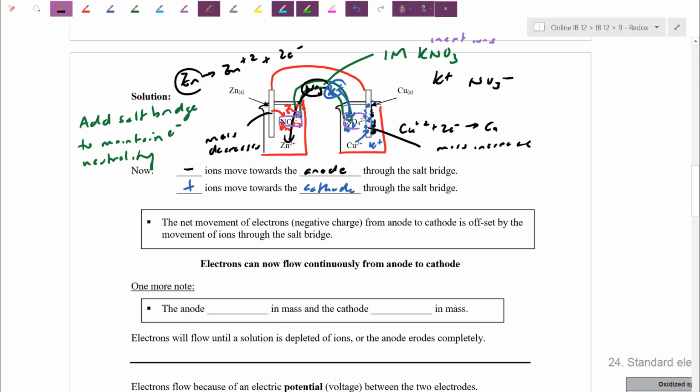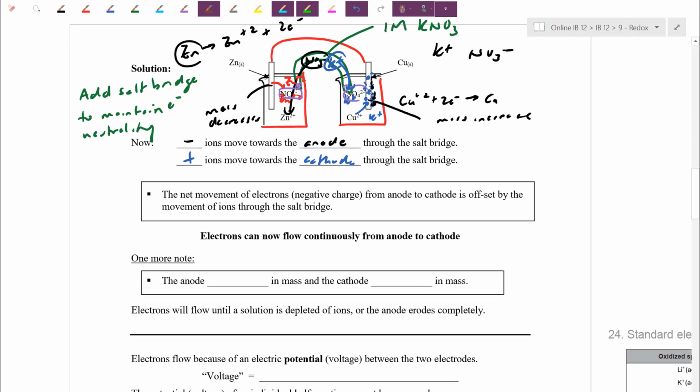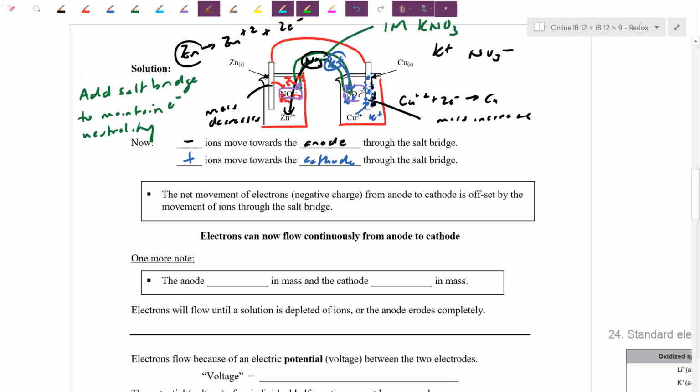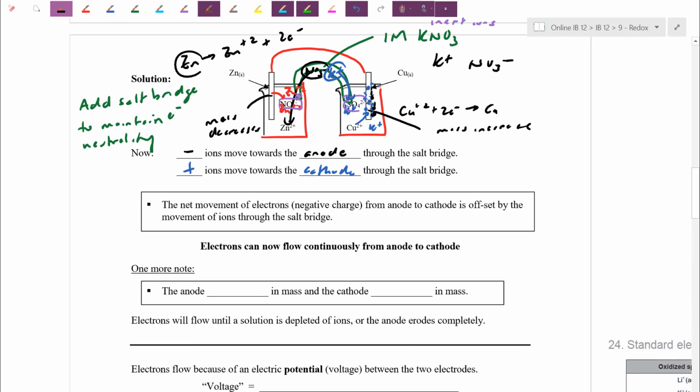Sometimes we actually have a gas that's forming, so you can say there's bubbles that are forming underwater. Sometimes we end up generating H+. We can say it's getting more acidic. We just wanted to see what the reaction is going to be. Okay? So the net movement of the electrons, the negative charge from anode to cathode, is offset by the ions in the salt bridge. The ions effectively complete the circuit. Remember, electrons flow anode to cathode. It's the ions in solution that just counterbalance the charge.